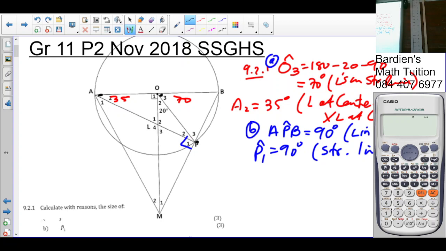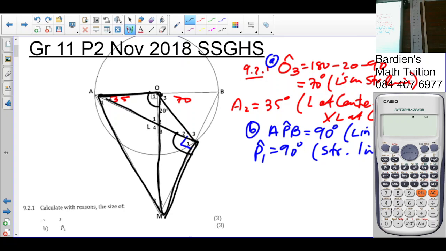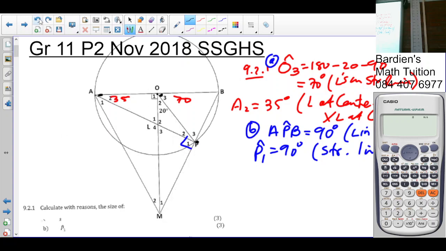AOPM. Now for this to be a cyclic quad, it will be one of three options. Opposite sides are supplementary, exterior angles equal to the interior opposite, or the bow tie. No? Angles in the same segment. So you see these diagonals here, so if we can prove that that angle is equal to that angle, we've done the job for angles in the same segment. But these are already equal to 90. Can you see that, people? So we just state the obvious, very important.